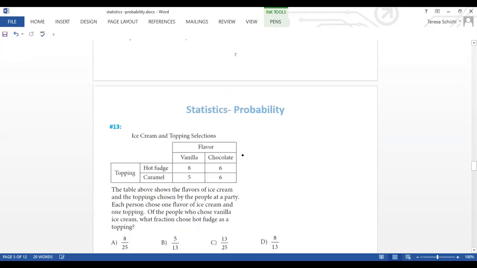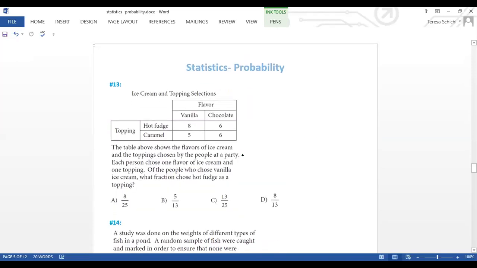Okay, so now let's take a look at number 13 here, right? The ice cream and the topping selection. The table above shows the flavors of ice cream and the toppings here. Each person chooses one flavor of ice cream and one topping. Now we want to find the probability. They say, of the people who choose vanilla ice cream, what fraction choose hot fudge as topping?